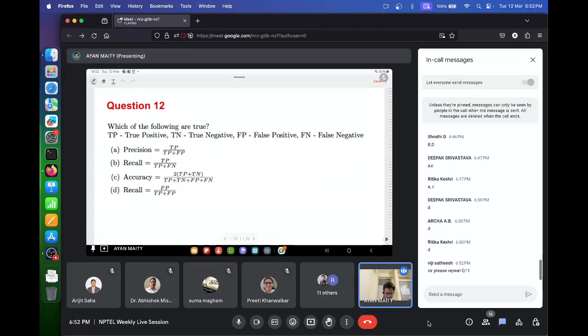So which of the following are true regarding precision, recall and accuracy? True positive, true negative, false positive, false negative, these are given. So multiple options may be correct here.